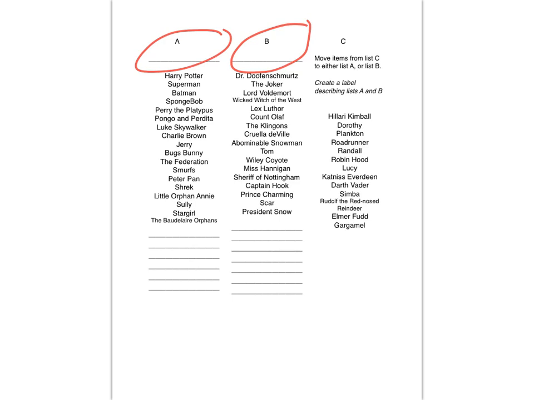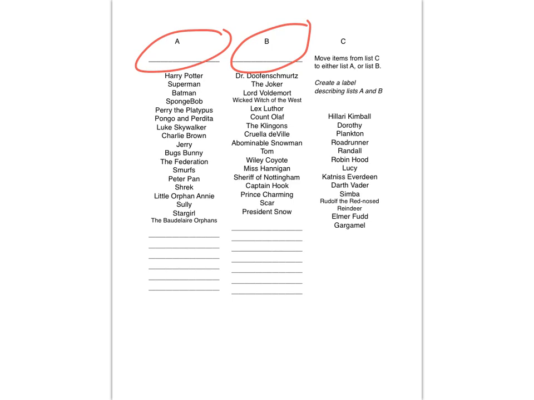Then in column C, we have these random names: Hillary Kimball, Dorothy, Plankton, Roadrunner, Randall, Robin Hood, Lucy, Katniss Everdeen, Darth Vader, Simba, Rudolph the Red-Nosed Reindeer, Elmer Fudd, and Gargamel. And what you need to decide is, taking this list, each one of these belongs in list A or B. So you have to decide, does Hillary Kimball belong in list A or does she belong in list B? And you're going to write it on the blank. Go through the list. Does Dorothy belong in list A or list B? And go through the list that way.